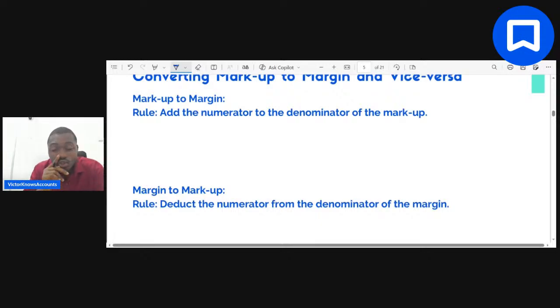Do you understand that? So markup and sales cannot work together. Margin and cost price cannot work together. So if it now happens that they give you markup and sales, then you have to transform that markup to margin so that you'll be able to use that margin for sales. In the case where they give you margin and cost price, they don't work together. You have to convert that margin to something that will work, which is markup. So you convert margin to markup, then you apply that markup on your cost. Do you understand that? So that's what we are doing when you say converting markup to margin.